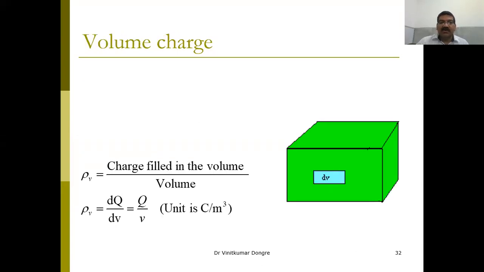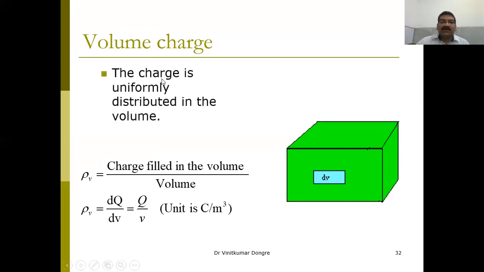Now the next is the volume charge. What is volume charge? The charge is uniformly distributed in the volume. If any volume is there, maybe a box, or maybe a sphere, inside that the complete charge is there. So the charge is filled in the complete volume. Rho suffix v is the volume charge density. This is dq for the small volume, dq upon dv, where v is the volume. So q upon v is the volume charge. The unit will be coulomb per meter cube, as this is a cube.